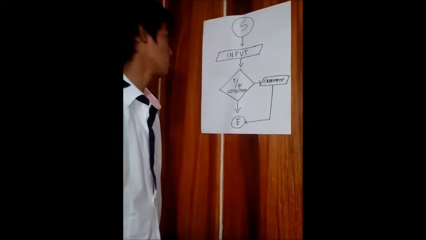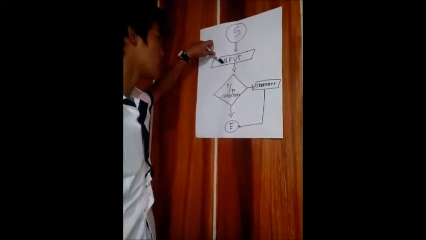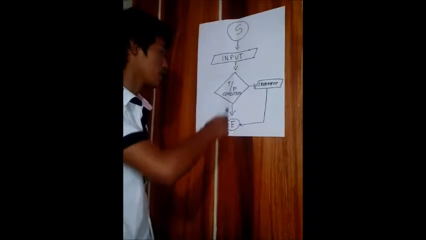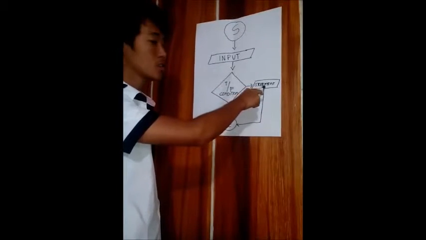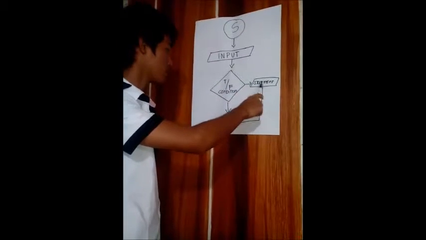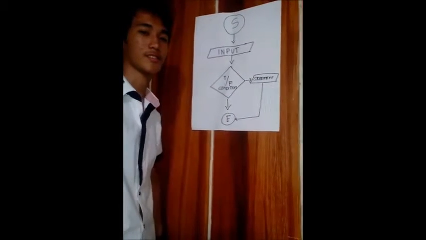Here's the flowchart of one-way selection. Start the program, then input the value, then the condition. If the condition is true, execute the statement. But if the condition is false, exit.